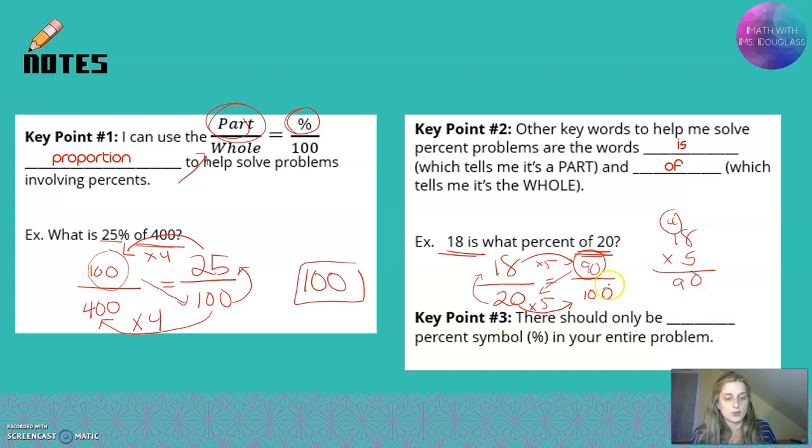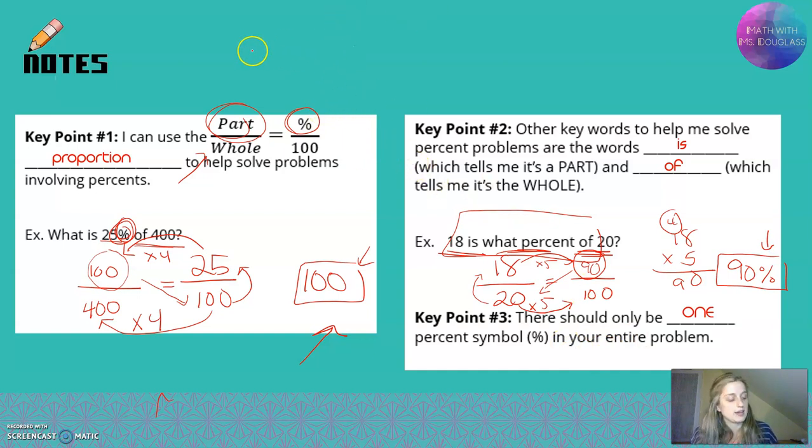Let's look at our last key point. There should only be one percent symbol in your entire problem. I have not used it up yet, so my answer is not 90 like a number. It's 90%, like a ratio out of 100. In the first problem, we already used up our one percent symbol. I already typed it. You can't use another. That's why this has no percent sign. In this problem, I'm asking you what's the percent, so you need a percent sign in your final answer. And that's how we solve percent problems with this very special proportion.